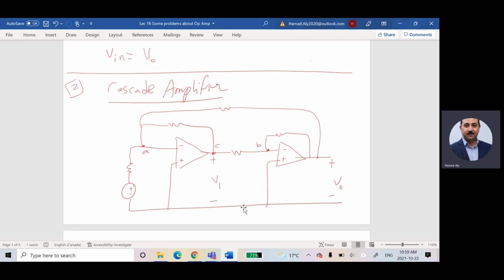Imagine, for example, I have an input voltage here of 2 millivolts, and I have here 1 kilo ohm. For this one, imagine I have 5 kilo ohms, and for this one, 20 kilo ohms. This one has 5 kilo ohms, and this one has, for example, 1 kilo ohm. This is op-amp 1, and this is op-amp 2.